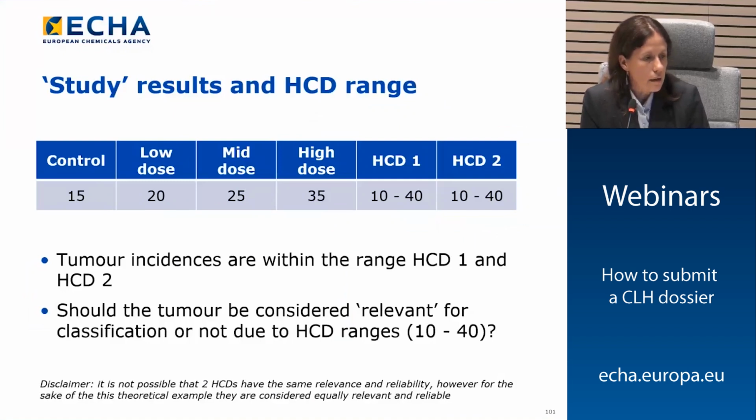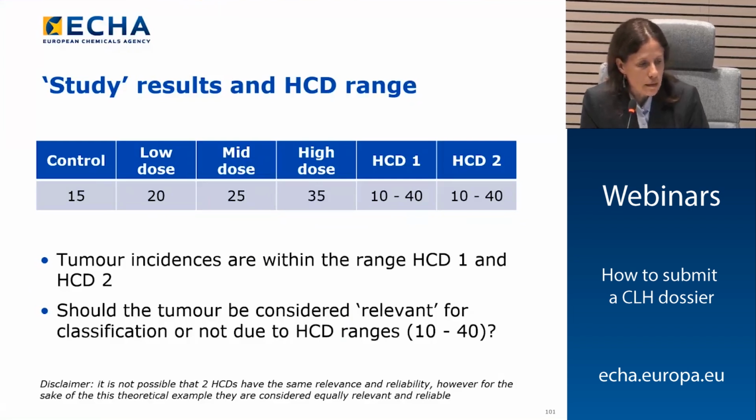And then we have, for comparison, 2 sets of historical control data. Yes, it's not possible to have 2 sets of historical control data with the same relevance and reliability, because usually the studies are conducted in one laboratory, therefore you can't have a second set of historical data. However, for the sake of this example, please bear with me and consider the 2 equally reliable and relevant.